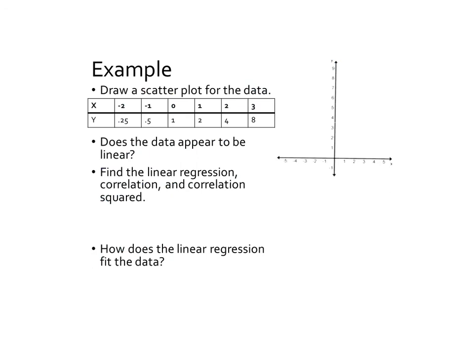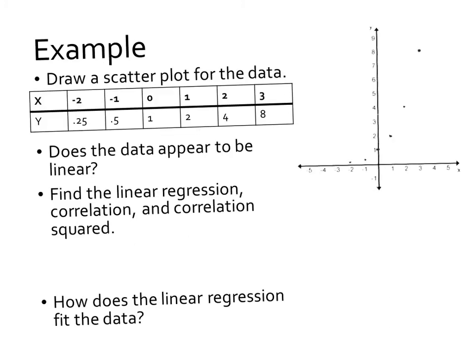The first thing we're going to do is sketch the scatter plot. So if we look at the question, it says, does the data appear to be linear? Obviously, it looks more exponential in shape, so we are going to say no. And just like we did with the previous example, we need to find the linear regression, the correlation, and the correlation squared using a calculator or Desmos. Do it now.